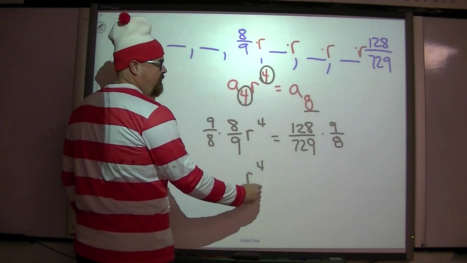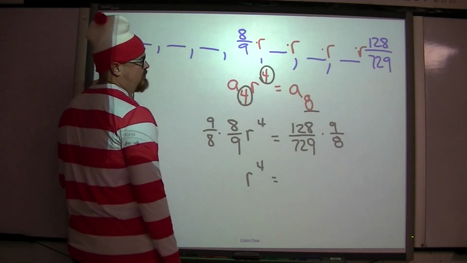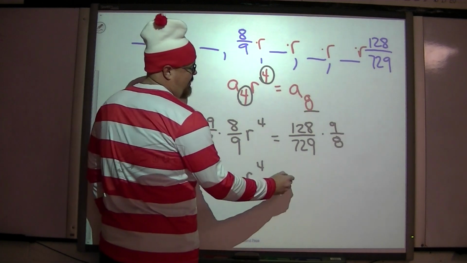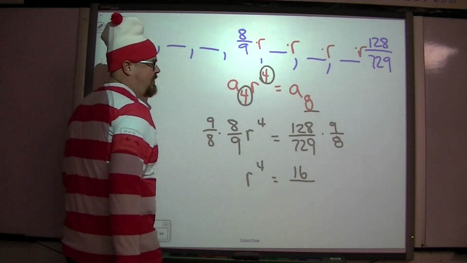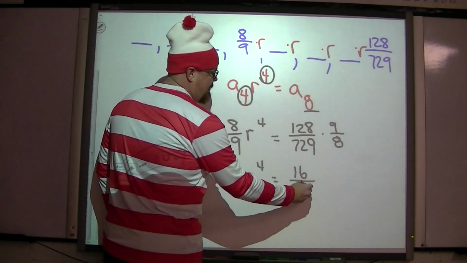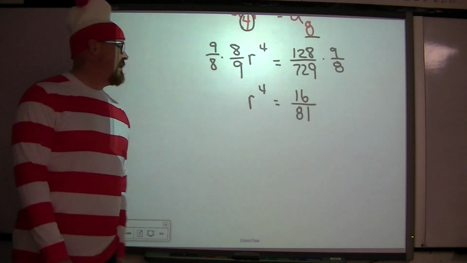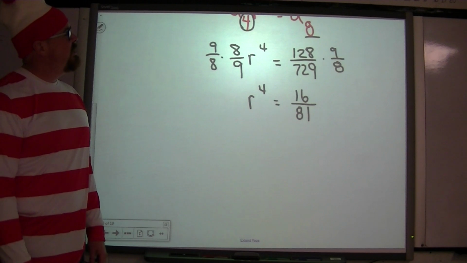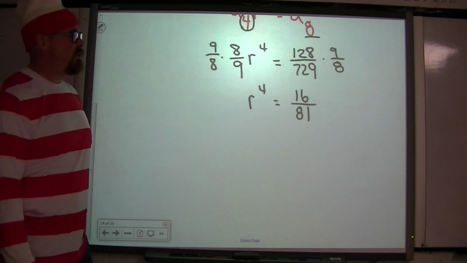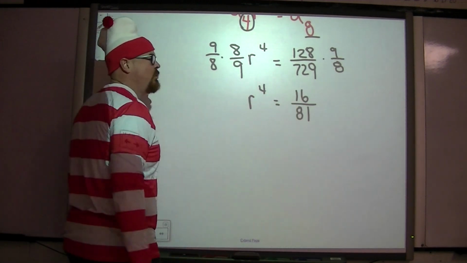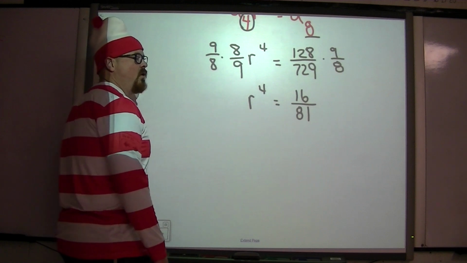So we have r to the 4th power equals, let's see, what is that? On the top, I think I'm going to get 16, and on the bottom, I think I'm going to get 81. Pretty sure that works out right. I did that in my head. 81, yeah, and that's a 1 and a 6. Yep, okay, so here we go. So we have r to the 4th is equal to 16 over 81.